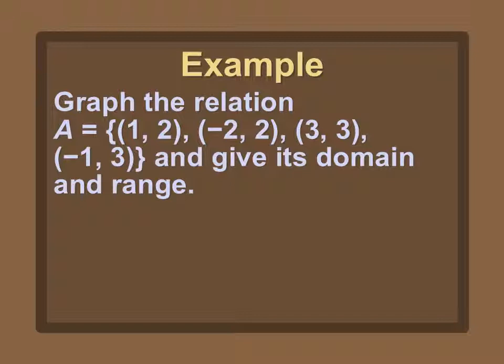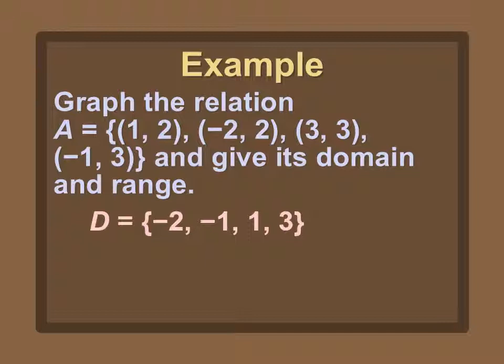So let's look at domain and range first. So remember, domain is the set of X's. So remember, we're going to write a set, so we have to name the set. Let's call it D for domain. Okay, so D equals set brackets, because domain is a set. And we have to list the X values. So we have 1, we have negative 2, we have 3, and we have negative 1. You have to write them in order, though. So when we write them in order, it would be negative 2, negative 1, 1, and 3.